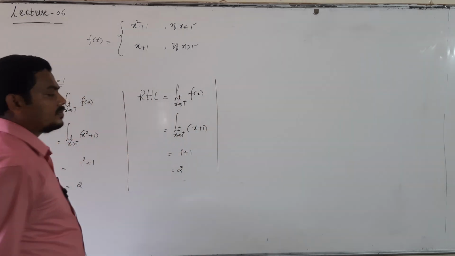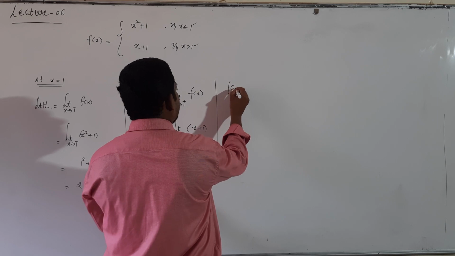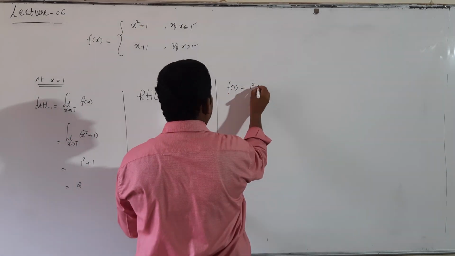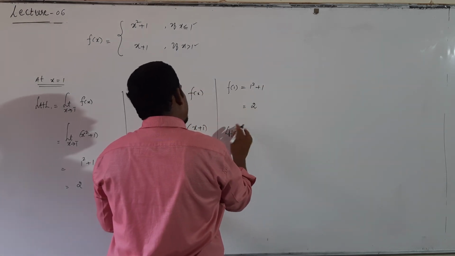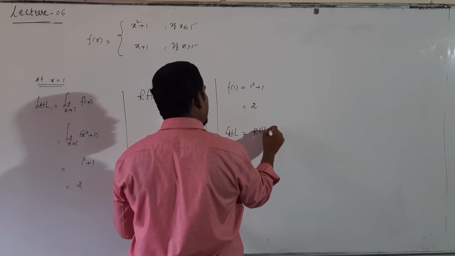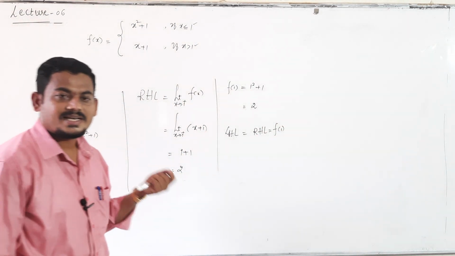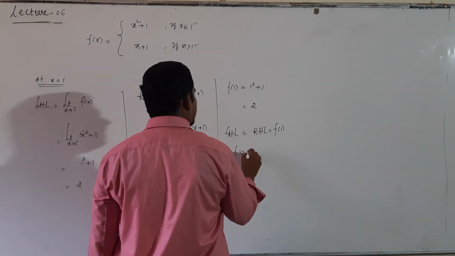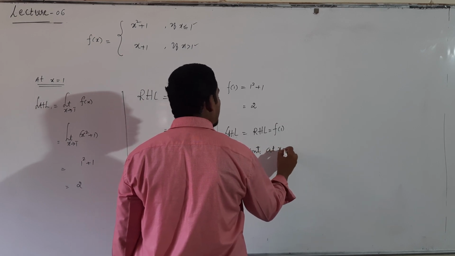Then, what is f of 1? When x value is exactly 1, consider the function as x square plus 1, so 1 square plus 1, that's equal to 2. Left hand limit is the same as right hand limit, is the same as f of 1, right? Means function is continuous at 1. Therefore, f is continuous at x equal to 1.